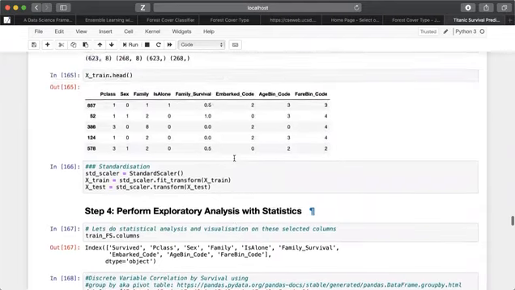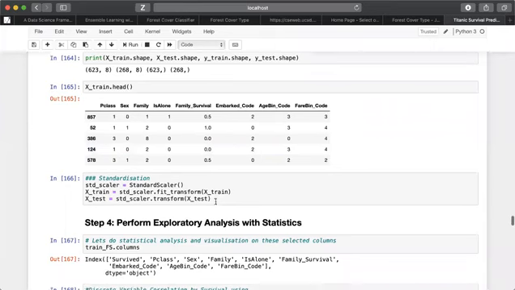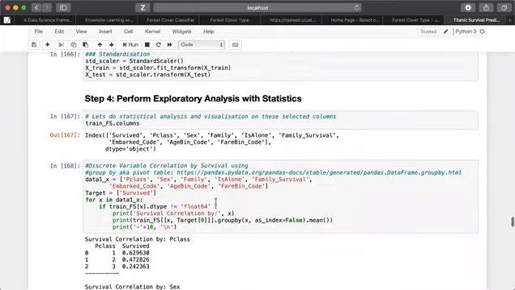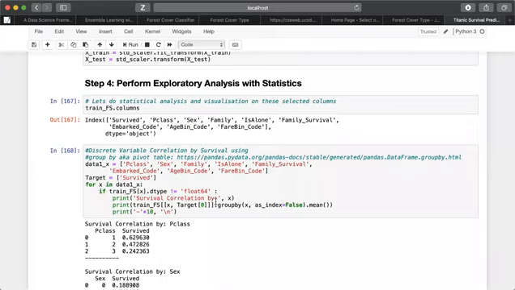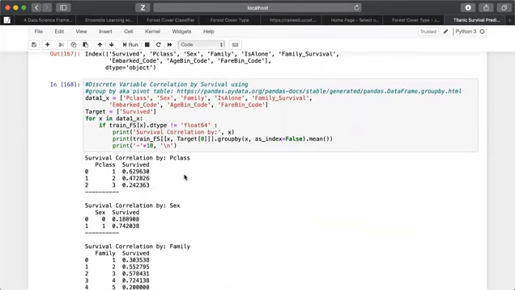Now after this is the final step wherein we have done the feature engineering, we have encoded, we have kept the columns, we have done the standard scaling. So here now with these new columns, again I have gone to find out the relation with the target label. First I have done the exploratory analysis with the statistics, to correlate with the survive column.